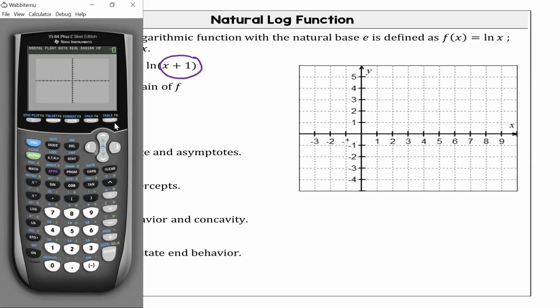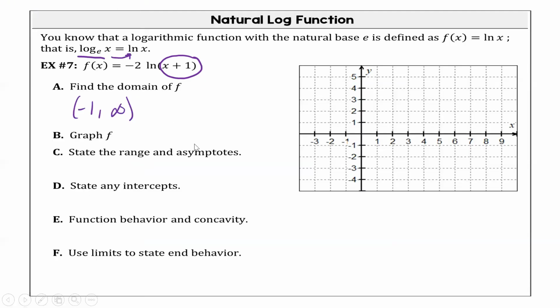So when I hit graph, we get the one on our paper, -2 natural log of x plus 1. So the parent function is blue. Were we correct? Did it shift to the left? Yes. So now our domain starts at -1. All right. So when we graph it, we graphed it.